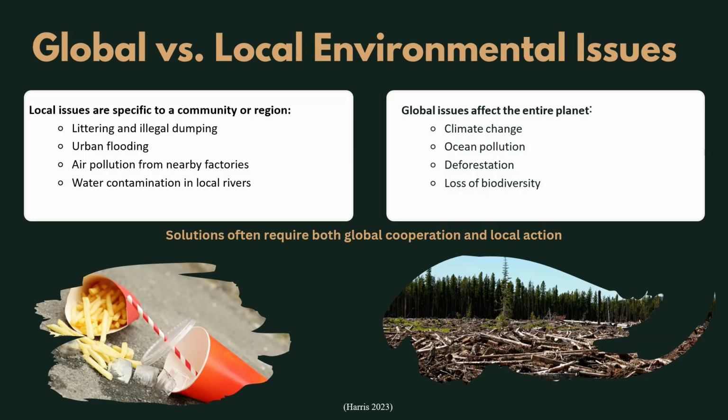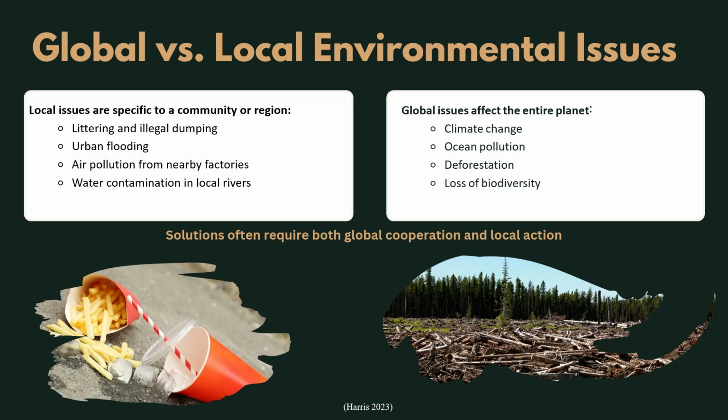Because local issues are often visible and easy to notice, communities and local governments can usually address them more directly. They're hard to ignore, which often leads to fast action. On the other hand, global environmental issues affect the entire planet. These include climate change, ocean pollution, deforestation, habitat loss, and biodiversity loss. Global issues are more difficult to solve because they are interconnected and involve many countries, communities, and ecosystems.